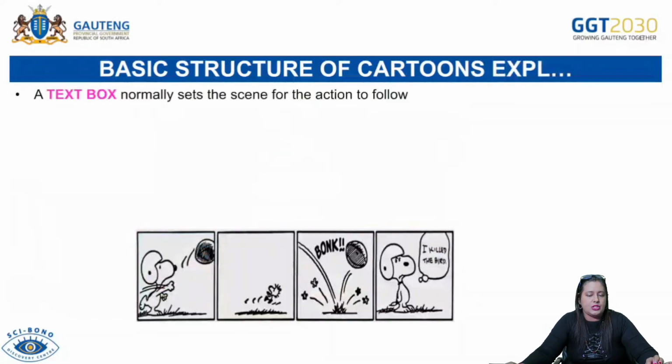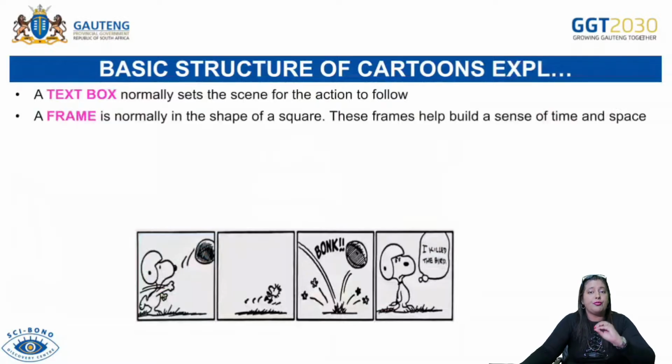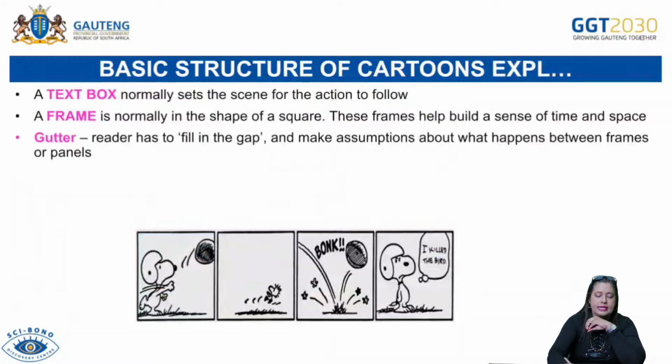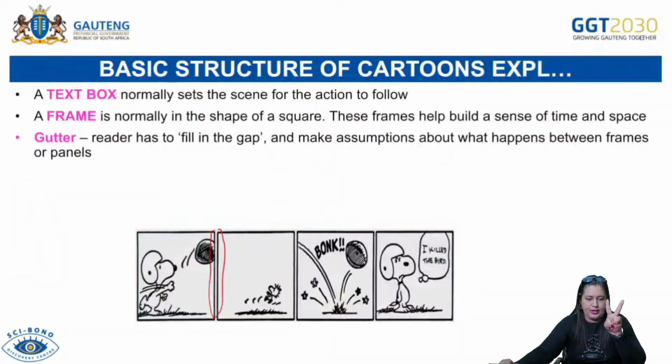The basic structure of cartoons is that there will be a text box that will set the scene of what is taking place, the action that is to follow. The frame is normally the shape of a square where the action is taking place within. They build up a sense of time and space. The gutter is basically the space between the 2 frames, and that is where we get this idea that the audience needs to fill in the gap, try and link the information. So here you get to make assumptions of what is going to happen next in the frame to come.